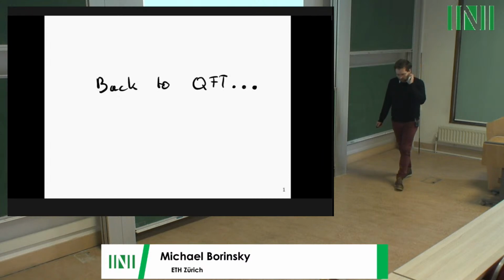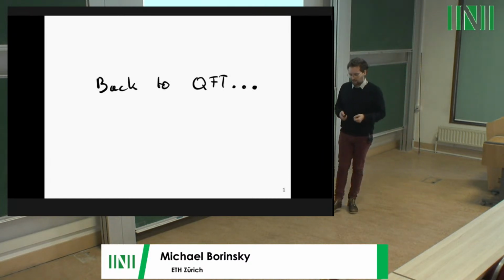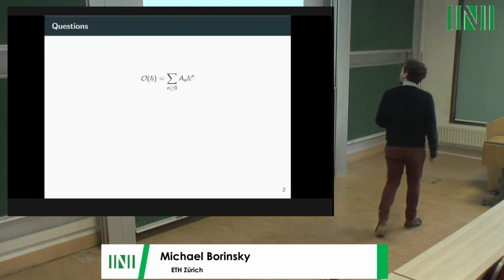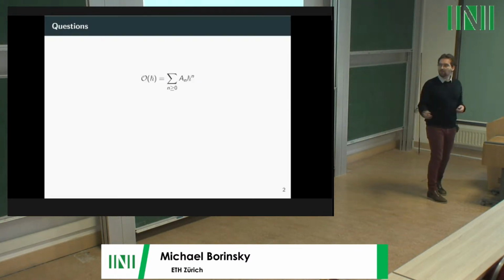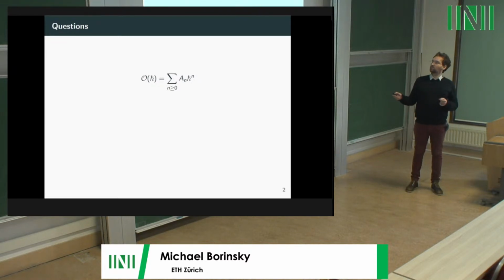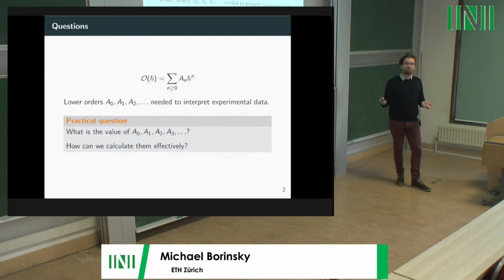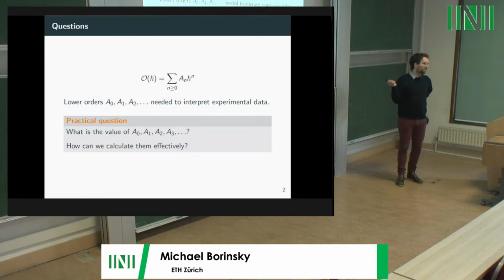So back to quantum field theory, because I want to focus on these large loop Feynman integral contributions here. So in quantum field theory, recall that we have this perturbative expansion with these coefficients, and it's a very practical problem to compute the lower order coefficients of these expansions. The reason is that we need these coefficients to interpret the experimental data.